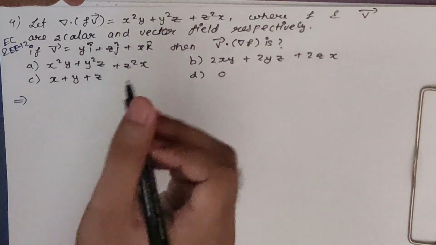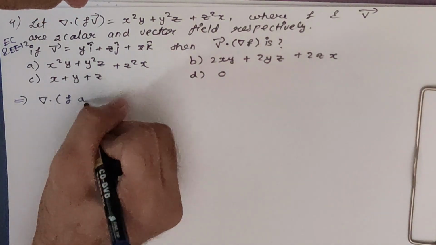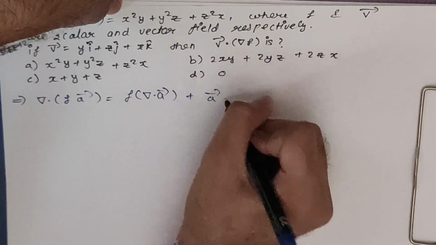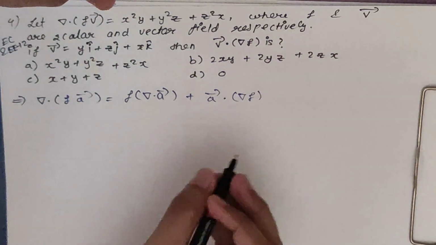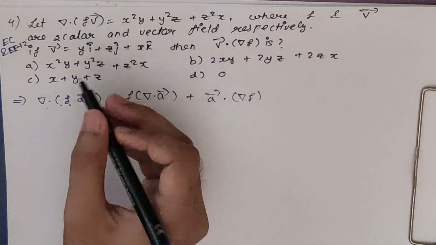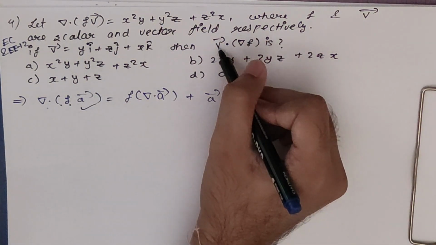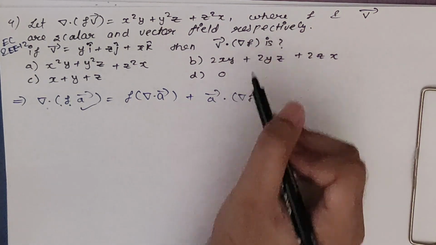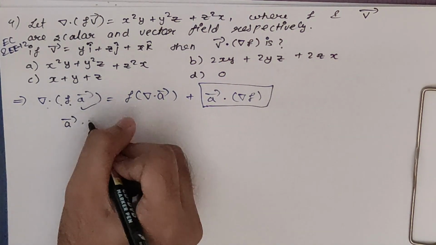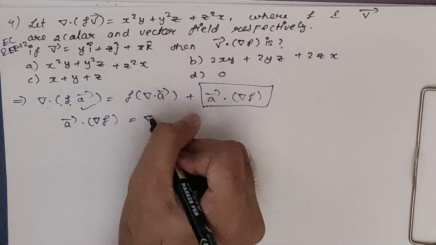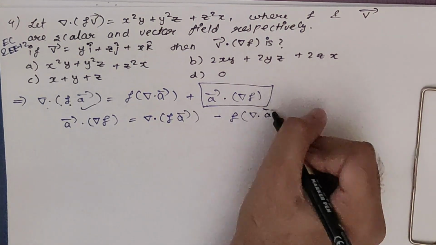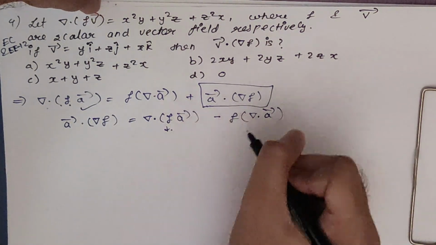For that you should know the identity, that is del dot f a bar is equal to f del dot a bar plus a bar dot gradient of f. We are going to use this identity. Here we have del dot f v bar equal to this thing, and we have to get the v bar dot gradient f. If we rearrange this identity, we will get a bar dot gradient of f is equal to del dot f a bar minus f divergence of a bar. Now we have this term, we have to get this term.